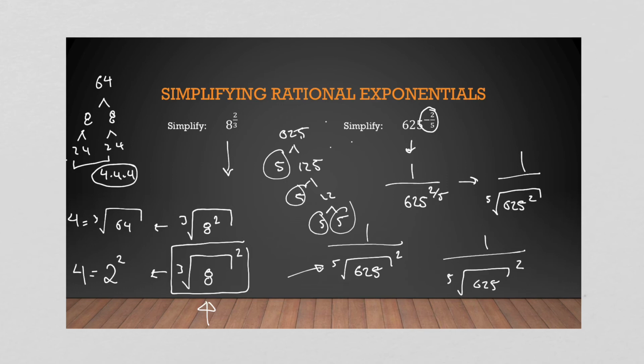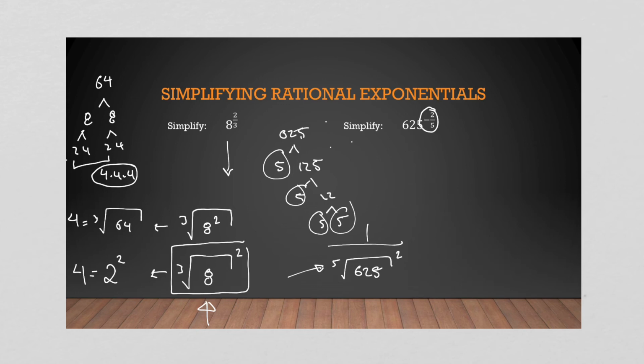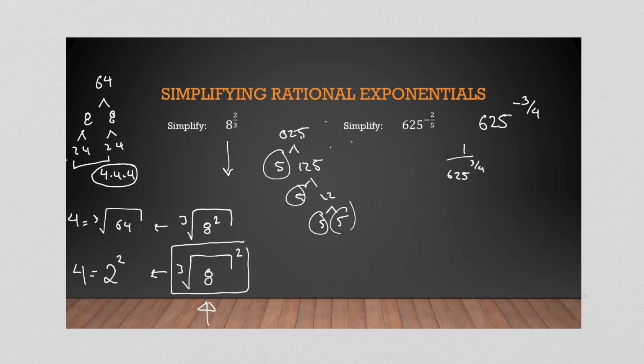Now, I'll do an example just so you can see it in action. Pardon my erase here. So you saw that, but if we had, let's say, a brand new question, 625 to the negative 3 over 4, for instance, well, then you're going to have 1 over 625 to the 3 over 4, which is going to give us 1 over the 4th root of 625 cubed. And we just saw over here that 625 is 5 times 5 times 5 times 5.